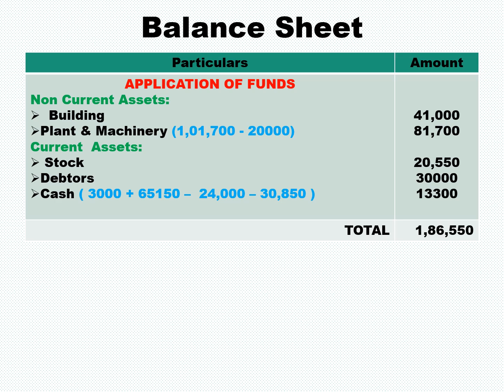Minus 24,000 paid to creditors. Minus 30,850 paid to BOD. Total cash balance is 13,300. So thereby the balance sheet total comes to 1,86,550. Thereby the balance sheet of both the sides tallies.